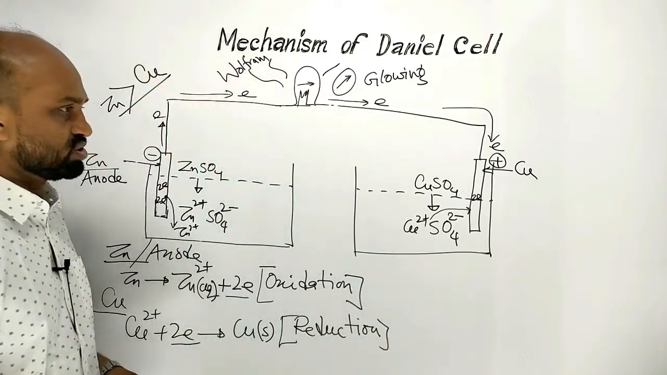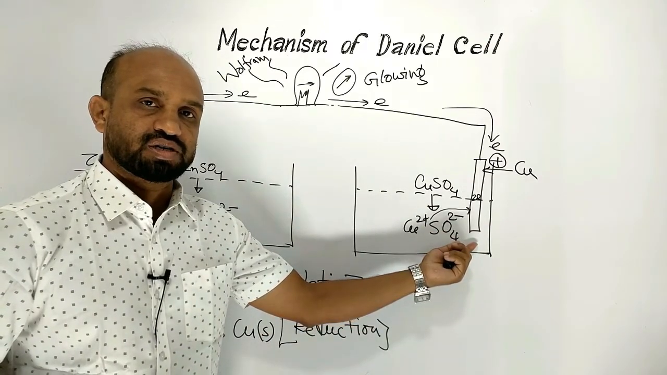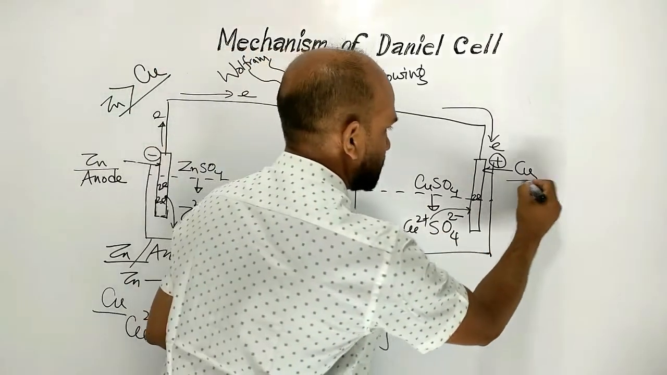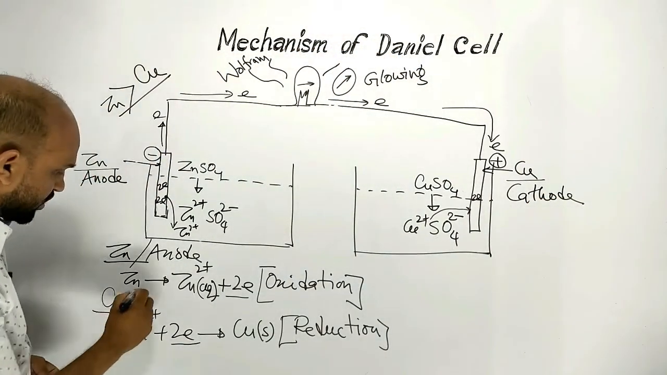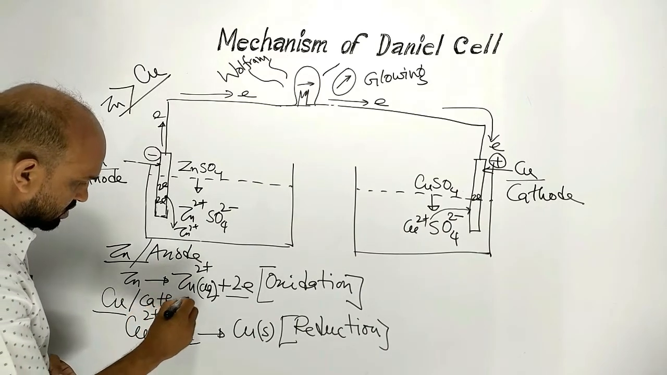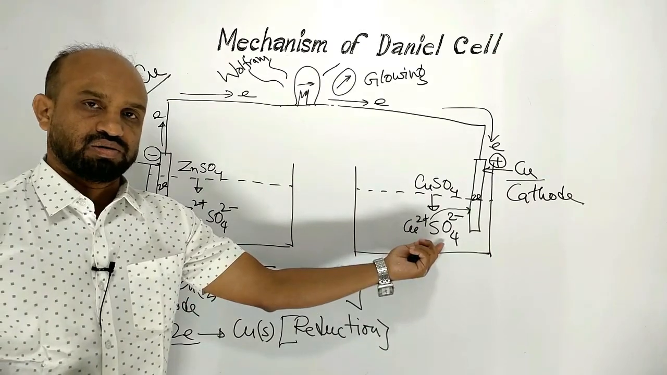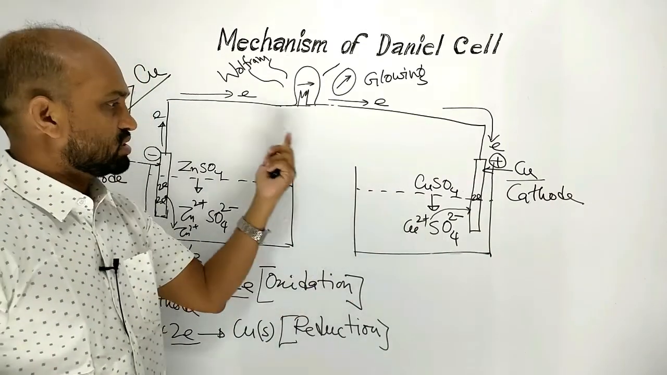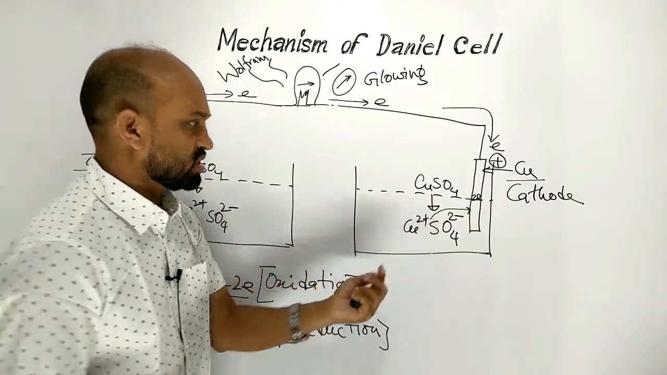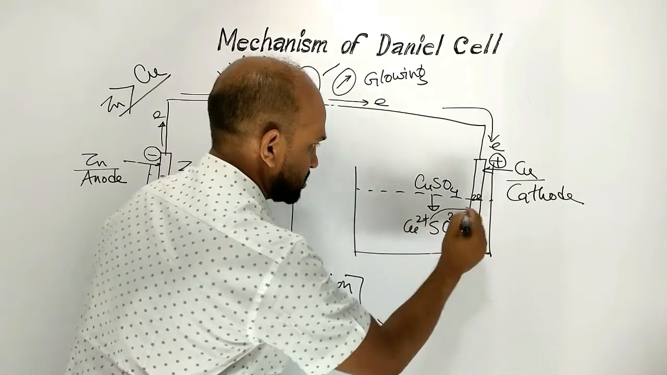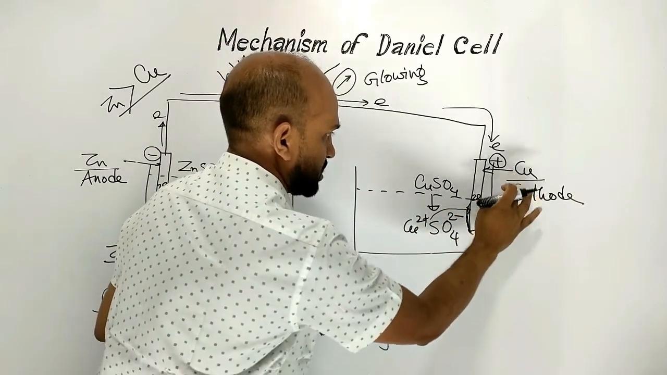And this is known that the metallic bar where reduction happens is called cathode. So the copper bar acts here as cathode. In this part of the Daniell cell, reduction happens. Through reduction, copper ions deposit on the surface of the copper bar cathode.